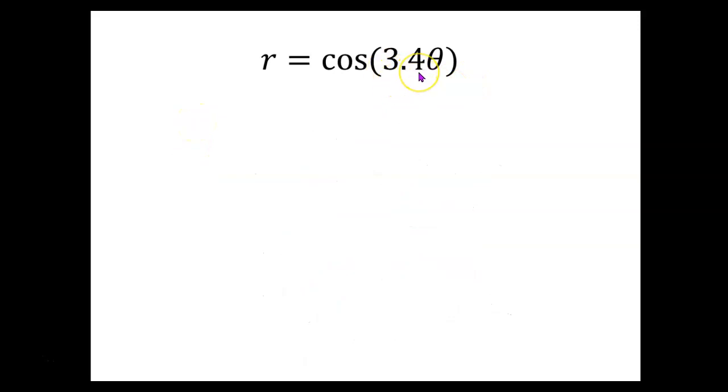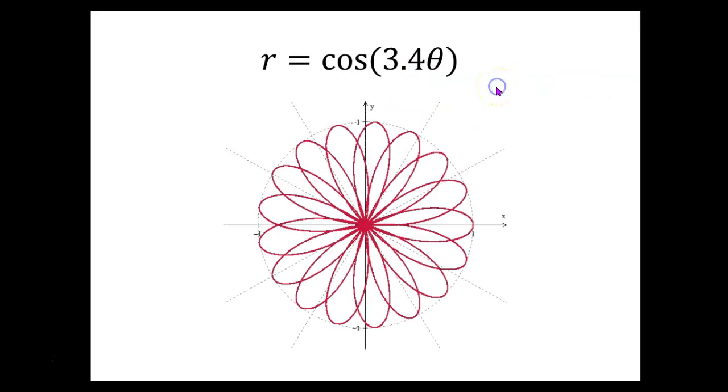And what if it's not a whole number at all? What if we do something like the cosine of 3.4 theta? Well, then we get a bunch of overlapping loops, and we have to let theta go from 0 to, I don't know, maybe 10 pi or something like that to get all of those. But we get this interesting pattern here. So you might want to try some different values of the number in front of the theta and see what kind of different patterns you see.